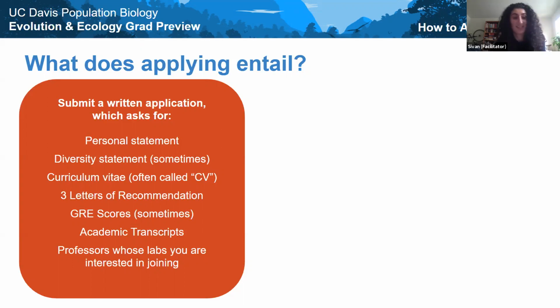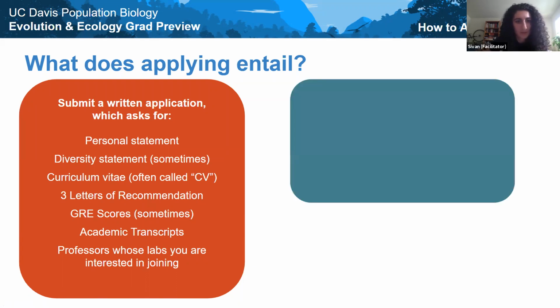Sometimes you're asked to send scores for the GRE, which is a standardized test for grad school entry. You'll be asked to send your academic transcripts. You'll also be asked to list professors whose labs you're interested in joining. And those professors should be affiliated with the program that you're applying to.